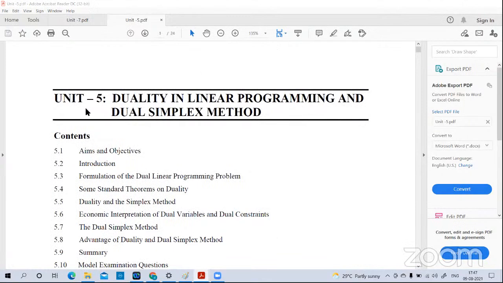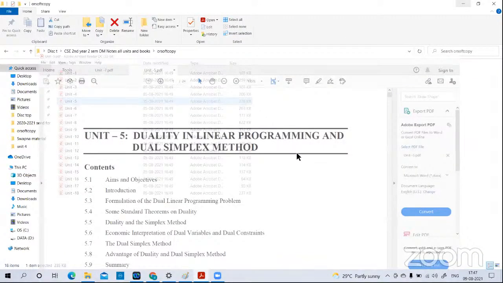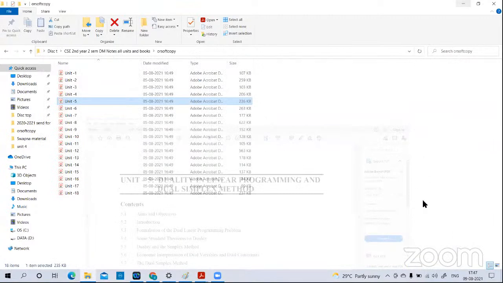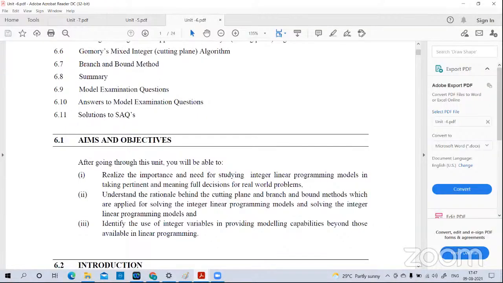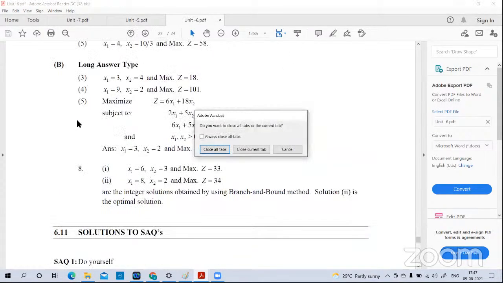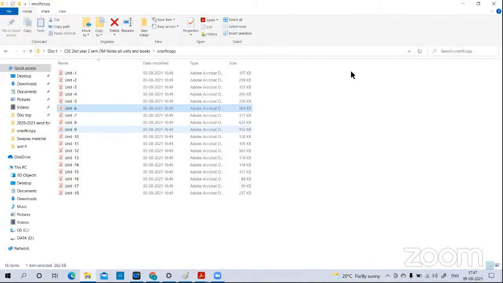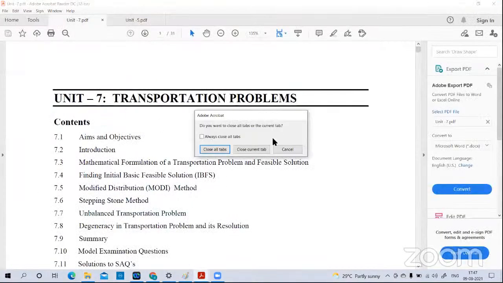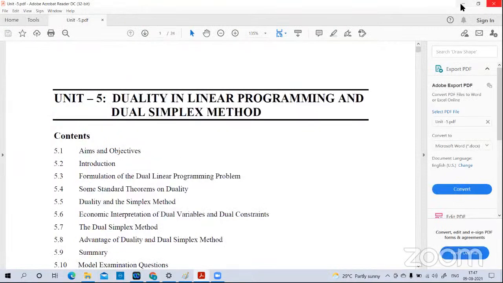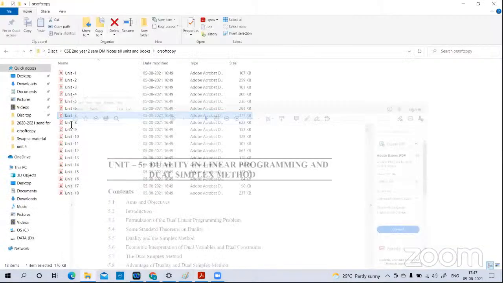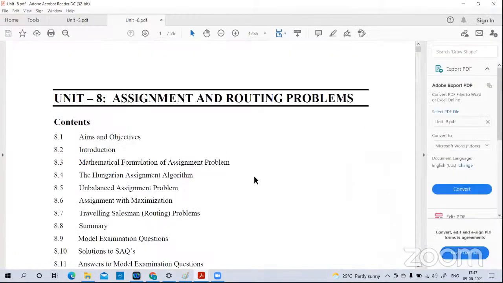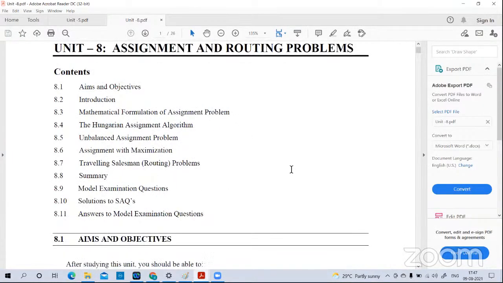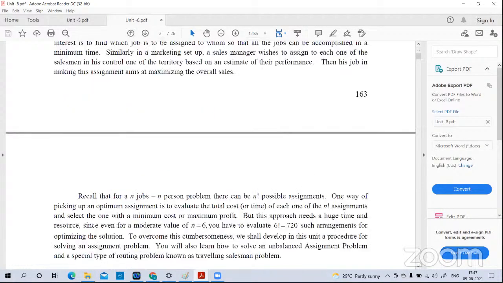Next, the sixth unit is integer linear programming problem. It is also important, and one question will be asked in the examination. I will try to explain it in the next class. Next, another unit, the seventh, is the transportation problem. Then assignment problem, routing problems, next chapter. We will discuss afterwards. This is the overall idea. Next class we will discuss the other chapters thoroughly.